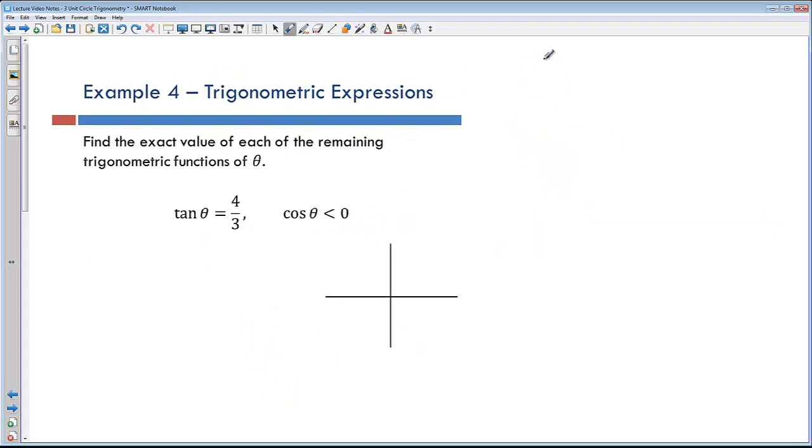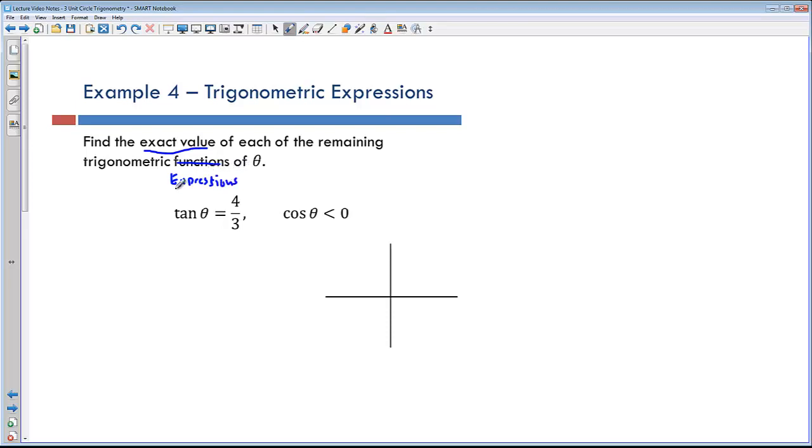So there's one last thing we want to do. There are some other problems to help us go through this process that we've been doing. So the last example we're going to do, we want to find the exact value of each of the remaining trigonometric, and this shouldn't say functions, this should say expressions. So let's change that to expressions of theta.